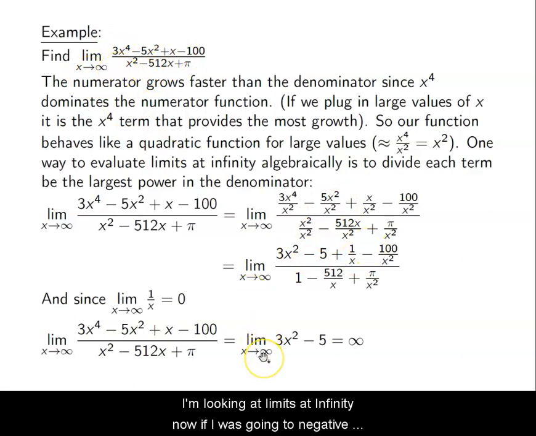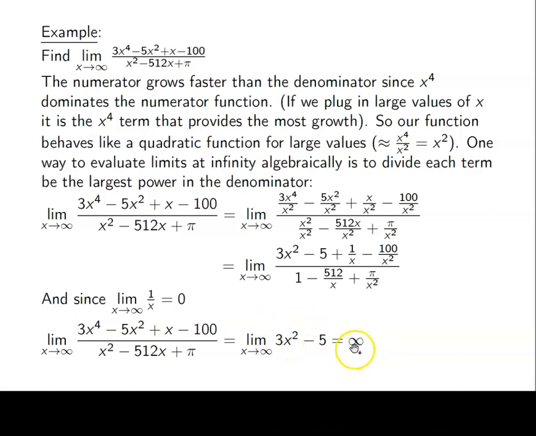Now, if I was going to negative infinity, I would do the same thing, but say, okay, what happens when I plug in very large negative values? In this case, it's a quadratic, so it would still be positive infinity. So let's go ahead and do another example.